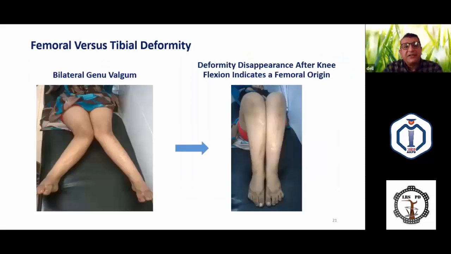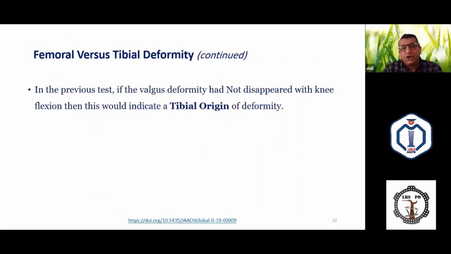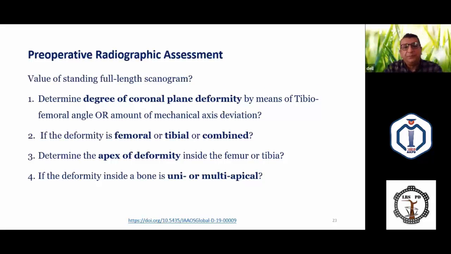Just giving another example, this is an adolescent patient with bilateral genu valgum, with the knees extended. But when we flex her knees, we find that the deformity has disappeared. This indicates that the deformity is of femoral origin. But if it had not disappeared, it would have been of tibial origin. These are just examples of how we can get valuable clinical information about the deformities of the lower limbs in rachitic children.